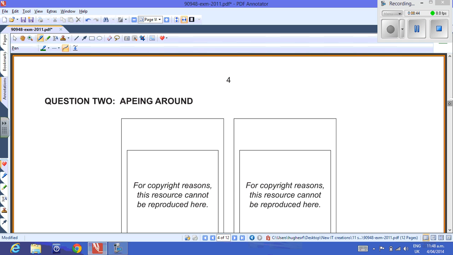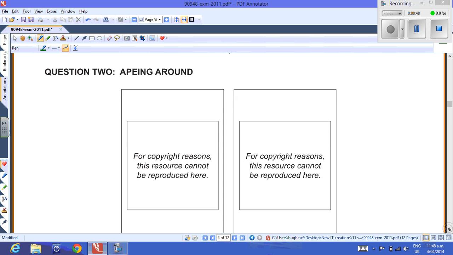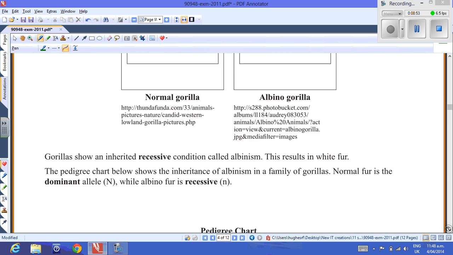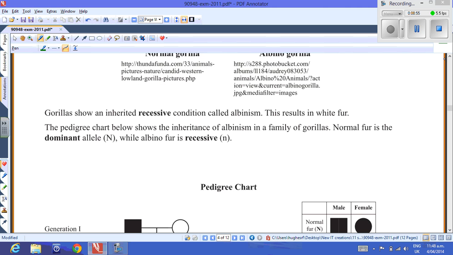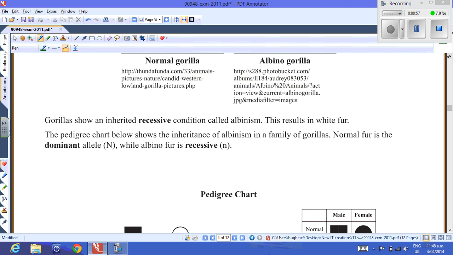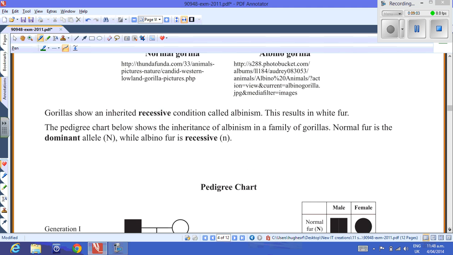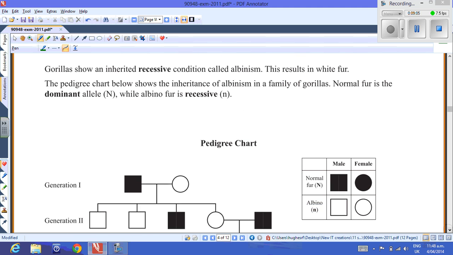That was question 1 from the 2011 genetics paper. Now we're looking at question 2, called Aping Around, because they're talking about apes, gorillas specifically. And the pictures, first of all, you can't see them because of copyright issues. You can look up those 2 pictures on the internet if you want to see what an albino gorilla looks like. But everything's described here in words.